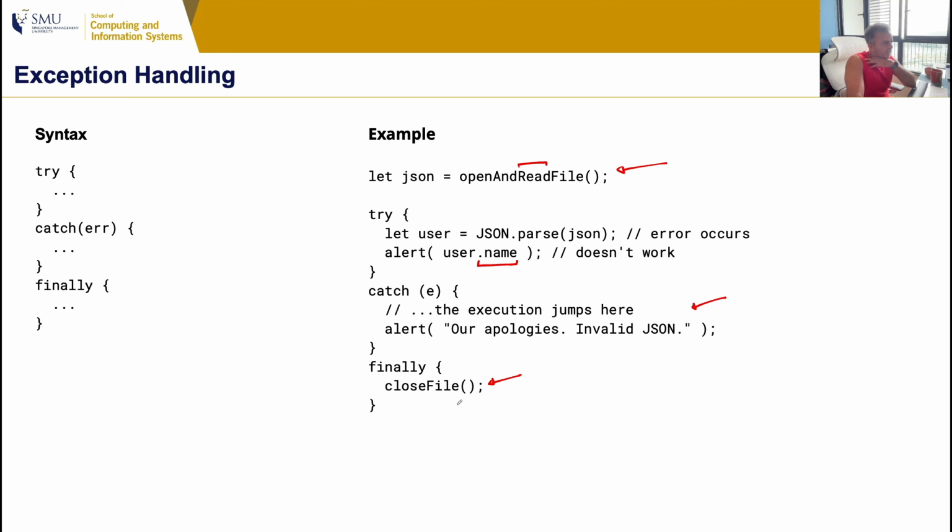And if you had the close file not in finally but outside, then that will not be hit at all if there is an error. And if you have the close file in the catch block, then it will not be hit if there is no error. So the finally block is actually necessary.